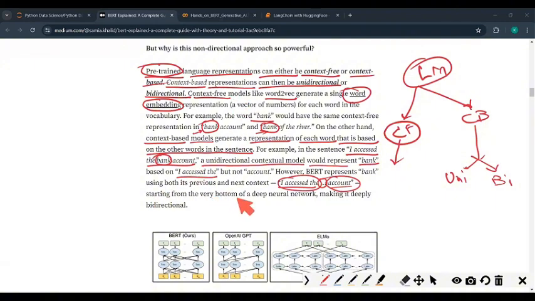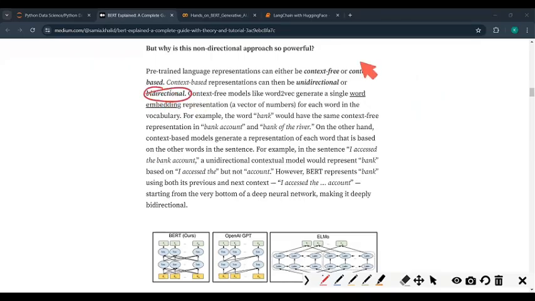So starting from the very bottom of the deep neural network, it is made deeply bidirectional. Whenever that neural network is created, to identify the connections between the words and the statements, it will look from both sides, on the basis of the context. When I talk about bidirectional, bidirectional is always context based. That is why bidirectional is used. Unidirectional can be context free or context based, but most of the time unidirectional is context free.